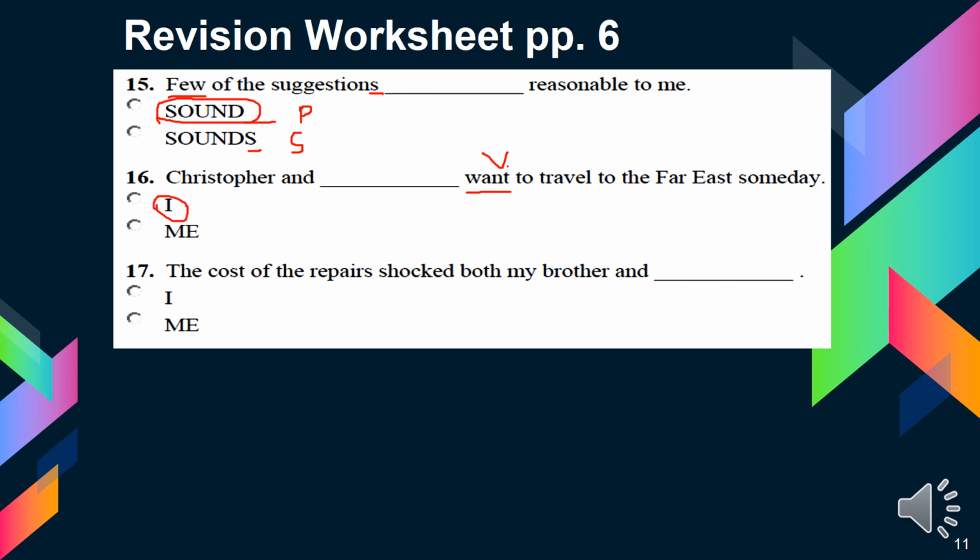Number 17. The cost of the repairs shocked both my brother and... What is the verb? Shocked. Both my brother and me or I. Shocked me or shocked I. Can I say shocked I? After the verb, I need an object pronoun. So I have to choose me.